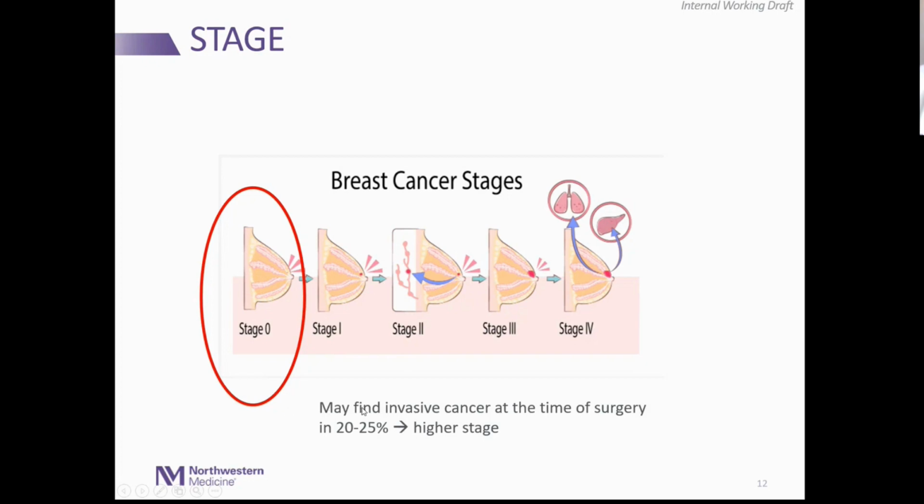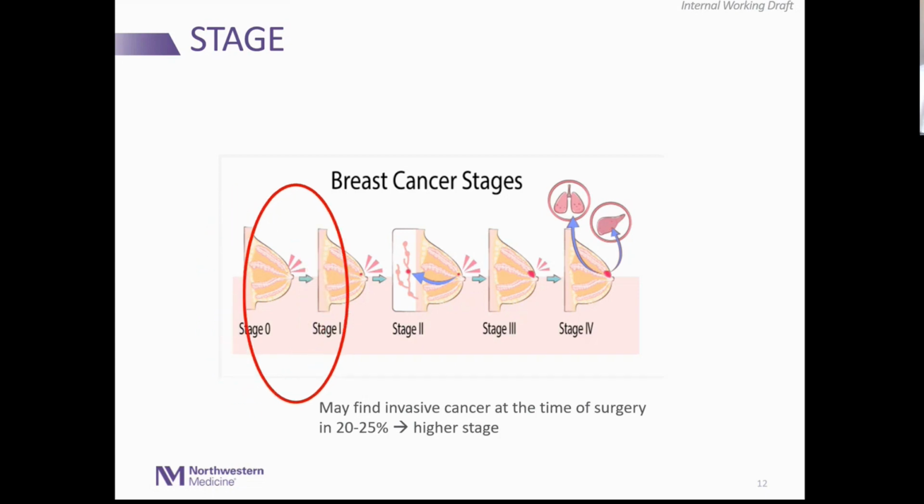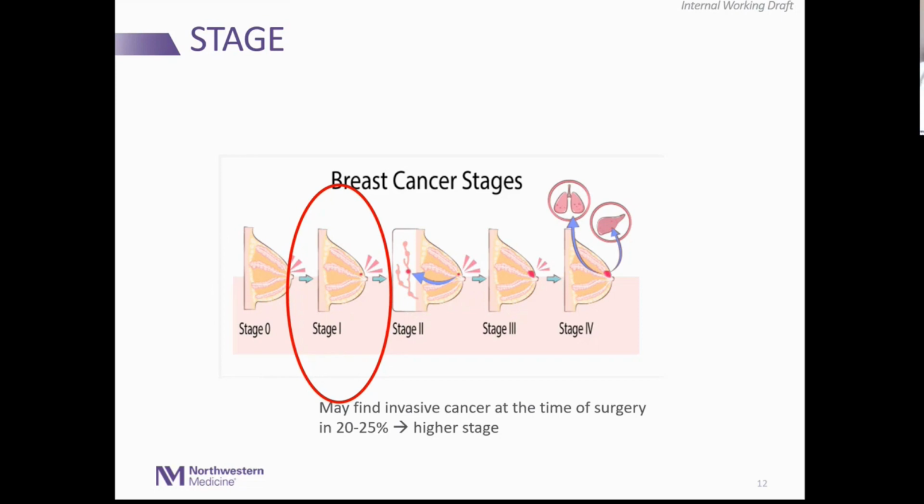Now, as I mentioned before, when patients have DCIS, there's about a 20 to 25% chance of finding invasive cancer in the surgical specimen at the time of surgery. And if that happens, then patients would get bumped up to a stage 1 generally. Usually it doesn't go higher than that in this situation, although it potentially could.